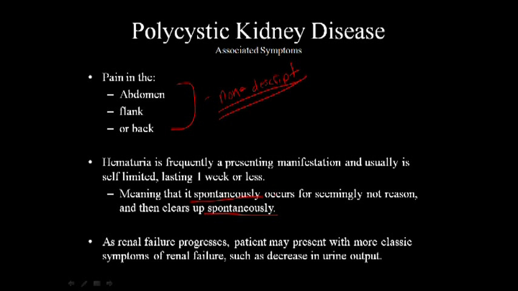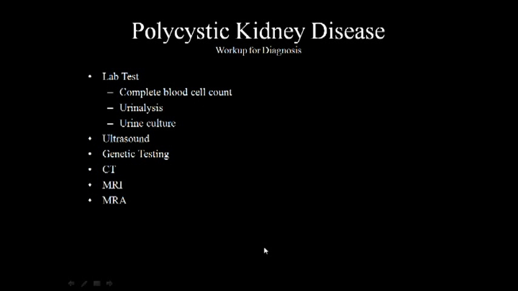And as renal failure progresses, patients may present with more classic symptoms of renal failure, such as a decreased urine output. And so that's typically what you're going to look for: a decreased urine output, glomerular filtration rate decreased, creatinine and BUN severely elevated, and that's going to be a deciding factor for the stage of renal disease.